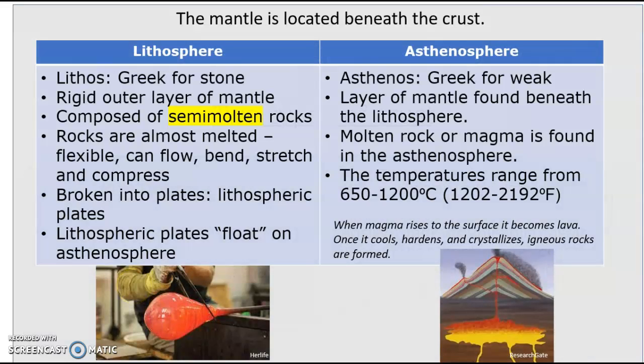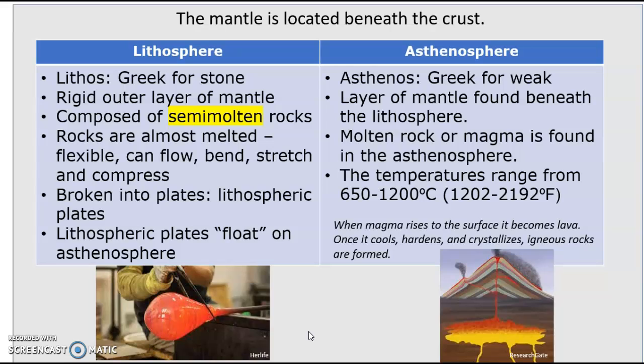The mantle is located beneath the crust, and it's composed of two layers. The lithosphere, think about the word lithos, it's Greek for stone. So this is the rigid outer layer of the mantle. It's composed of semi-molten rocks. Semi-molten rocks are rocks that are almost melted and they're flexible. They can flow, bend, stretch, and compress. If you've seen anyone blowing glass or making things with glass, it's very similar to that, the way that the glass is really malleable or easy to shape.